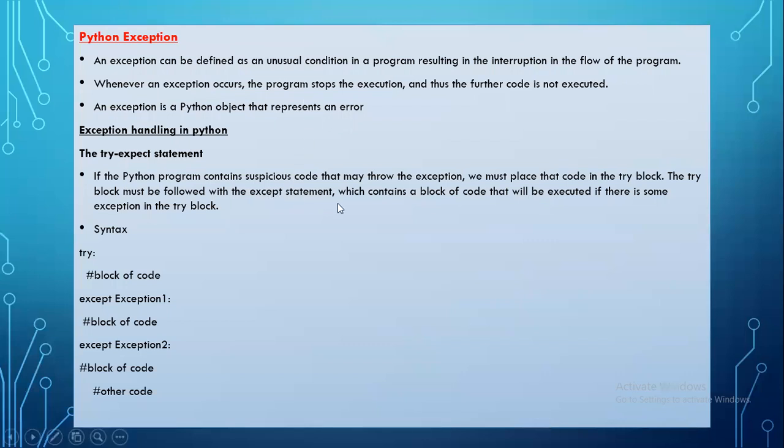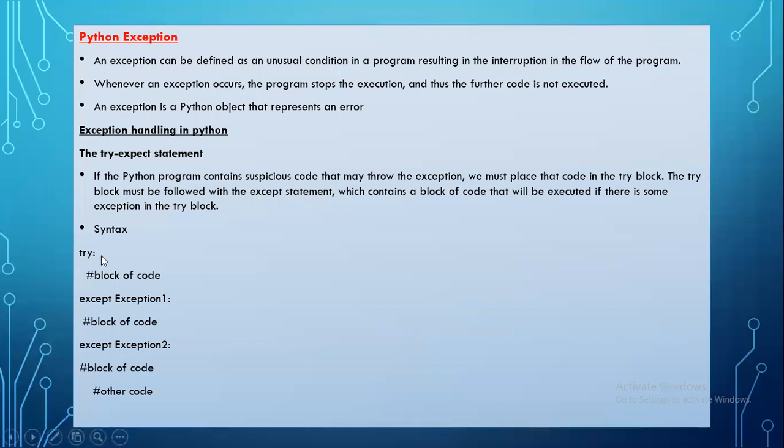So the try block must be followed by which one? The except statement. If you give only the try block, it will show you an error, because try must always be followed by an except block or except statement. That contains a block of code that will be executed if there is some exception in the try block. So if anything happens inside the try block, the handling statements, how to handle that error situation, we give inside the except block. Okay, so this is the syntax.